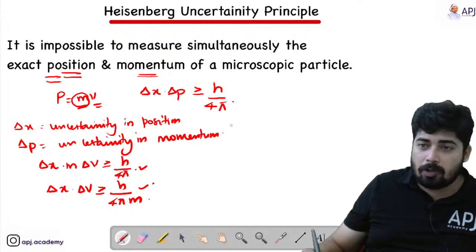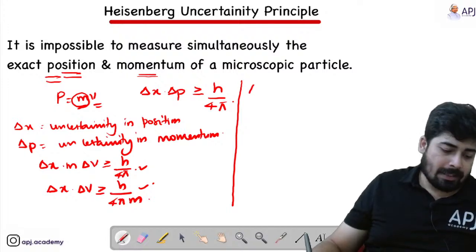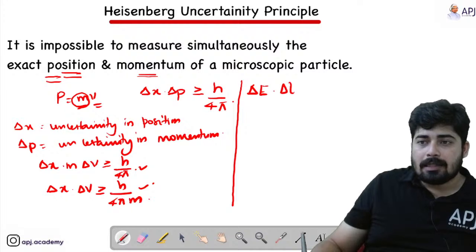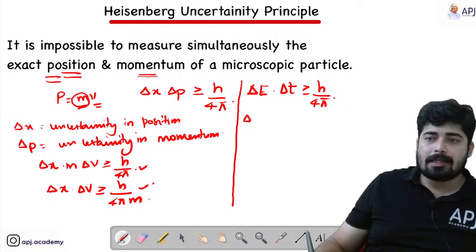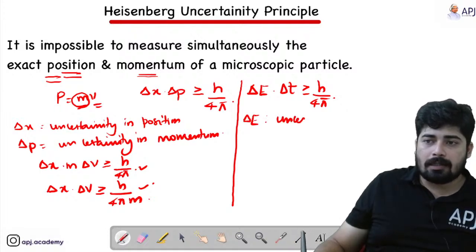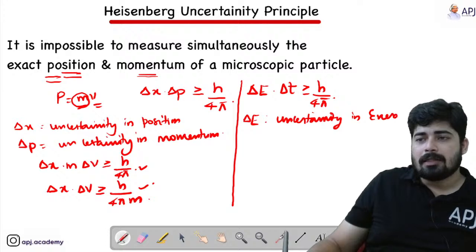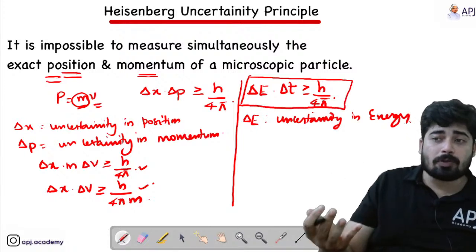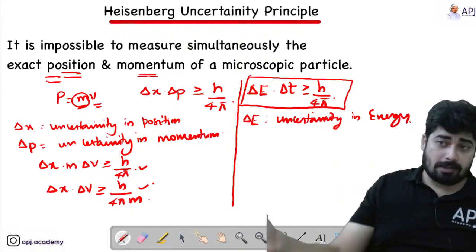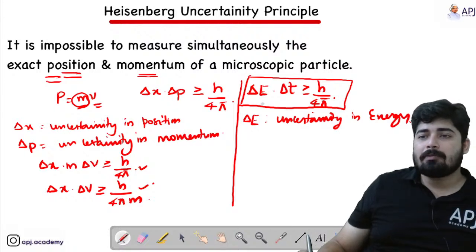Similarly, I also wanted to give you another uncertainty equation based on the Heisenberg principle, that is delta E into delta T is greater than or equal to h by 4 pi. What is delta E? Delta E is uncertainty in energy. See students, this equation is not known by many of the students, and numerous questions have been asked with this equation in JEE Advanced. So you have to be aware of this.